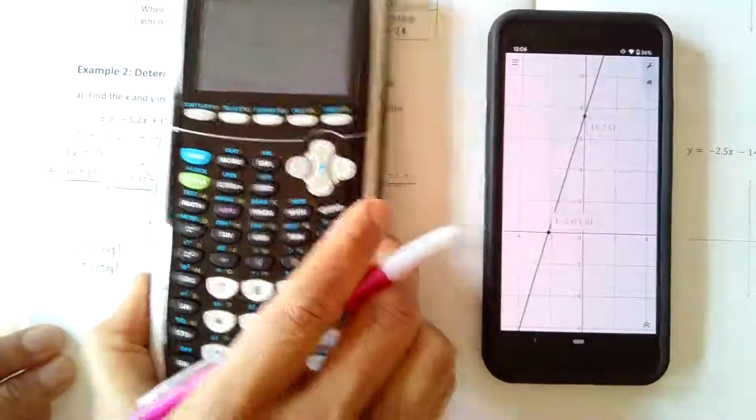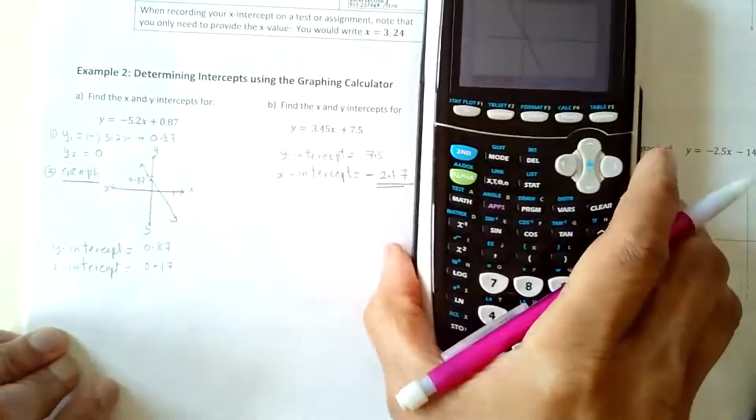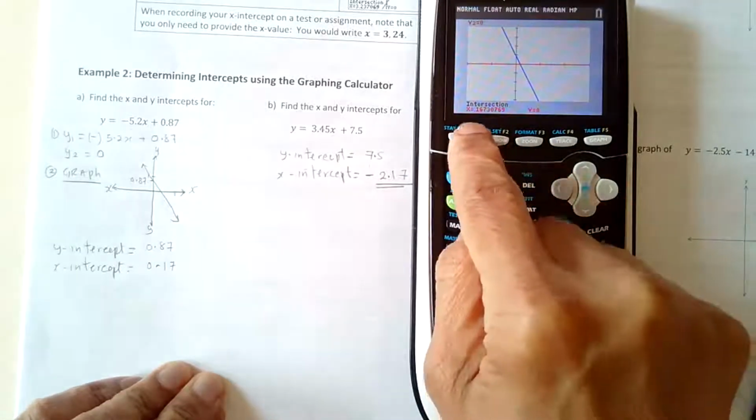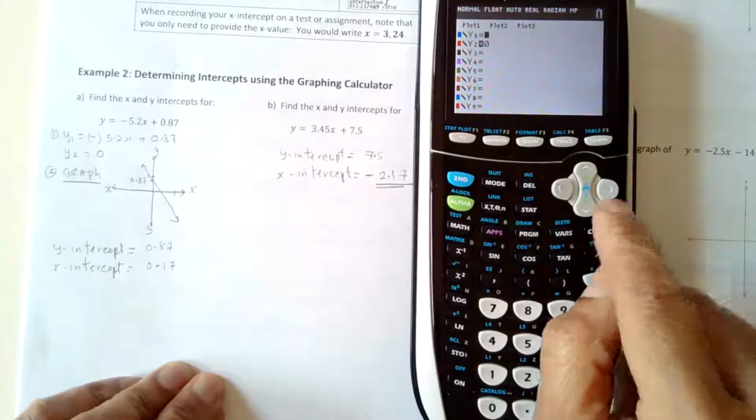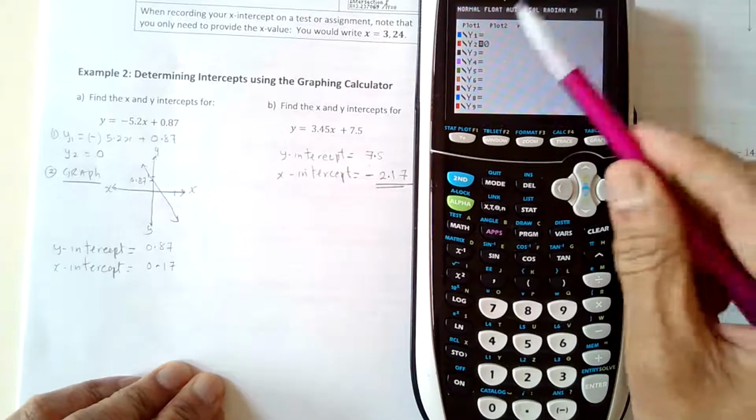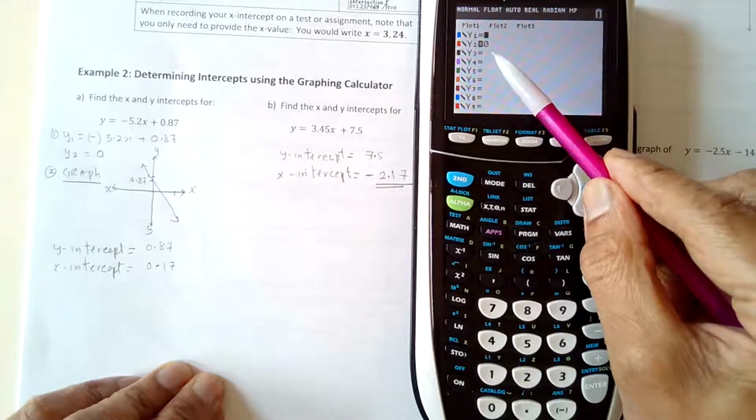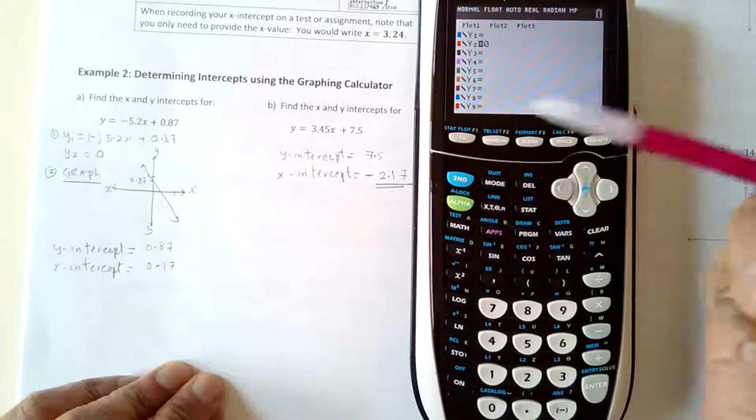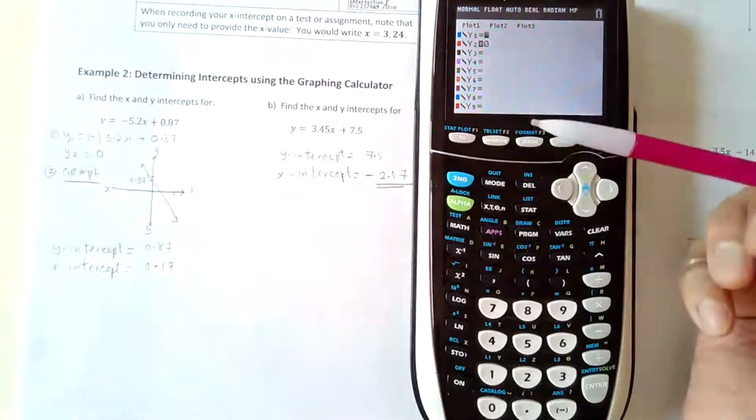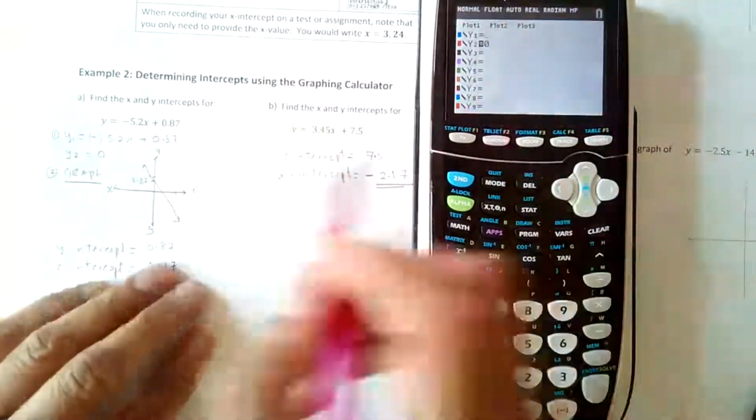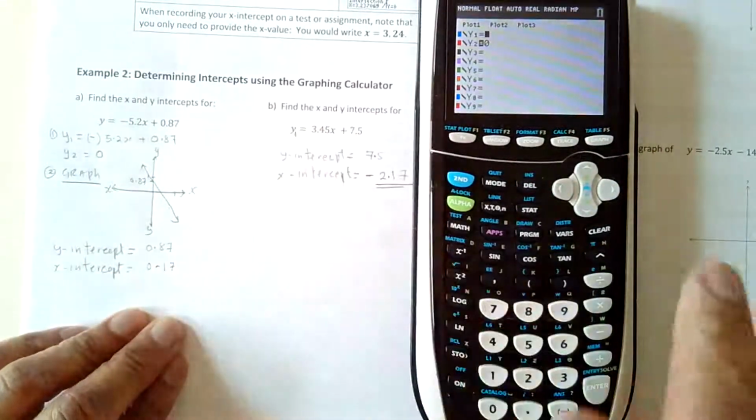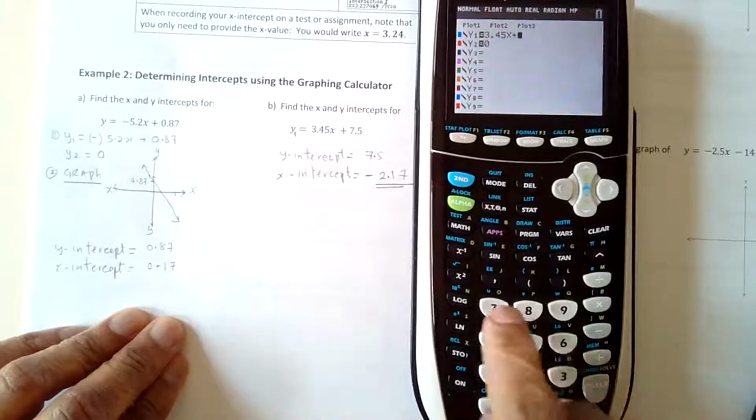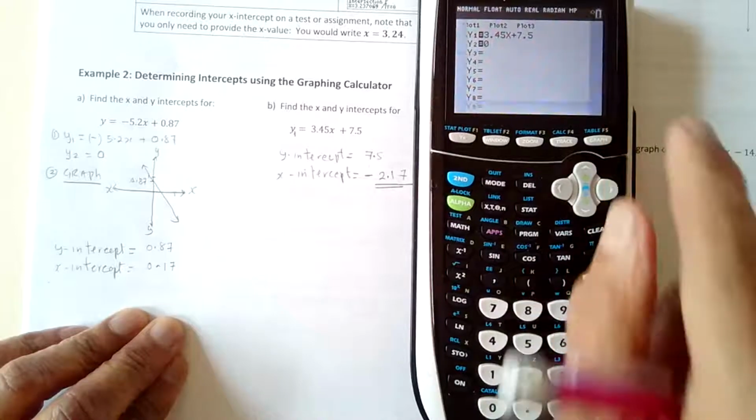Using your calculator, it's a bit longer process. I can go to my y equals button and clear the first one. Now, you don't need to clear the y equals 0 for your second line because you'll be using it again. So leave it there for now, because when you find an x and y intercept, you enter y1 as 3.45x plus 7.5 and graph.